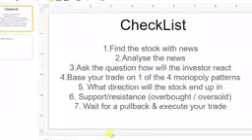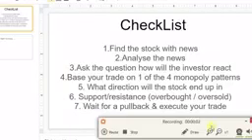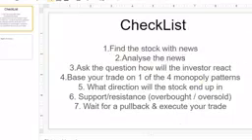Number 1, find the stock with the news, because the news will give you volatility on the day. Analyze the news. This will give you a direction of where the stock is heading. Ask the question, how will the investor react? That backs up this direction. Base your trade on one of the 4 patterns on the Monopoly chat room. So I gave you guys 4 patterns that come up time and time again with earnings. Patterns are just behaviors that occur time and time again, every single day in a single stock.